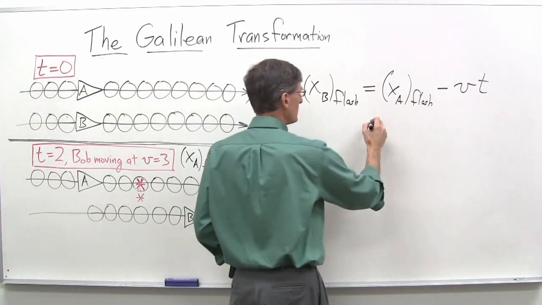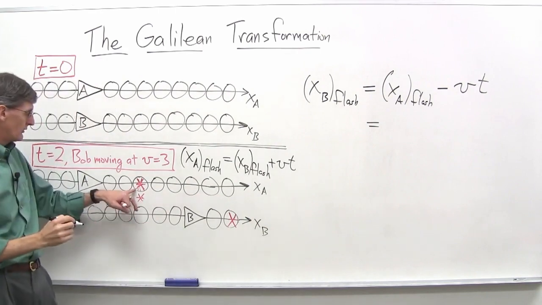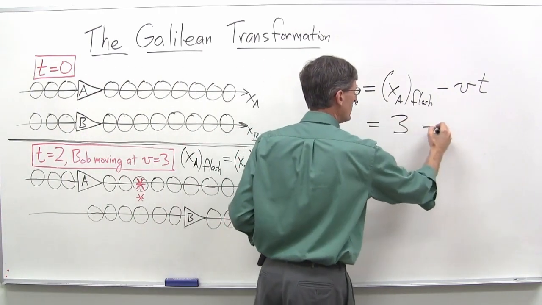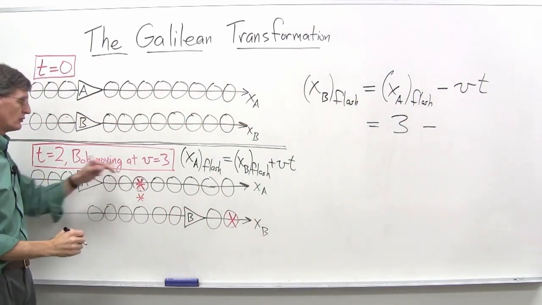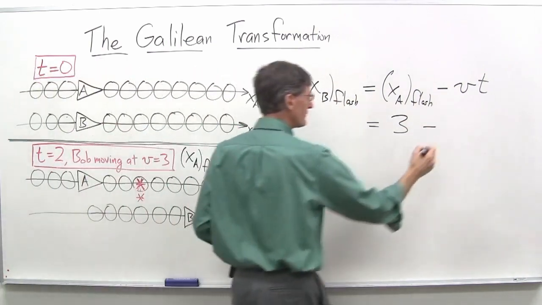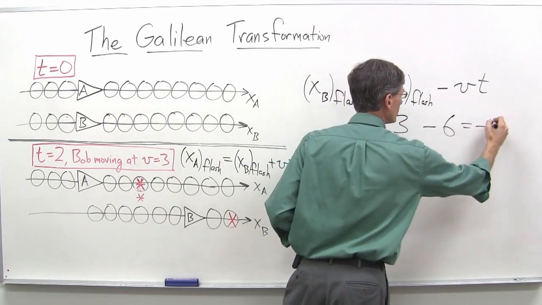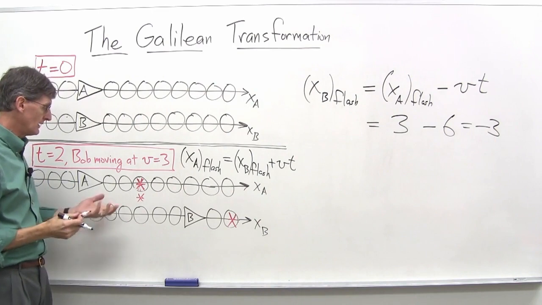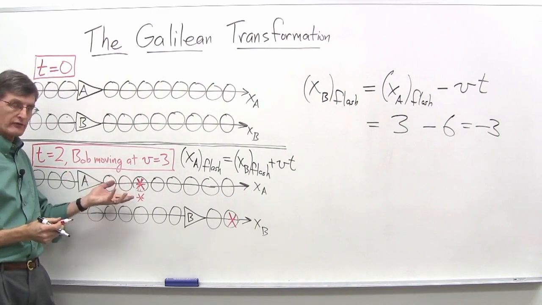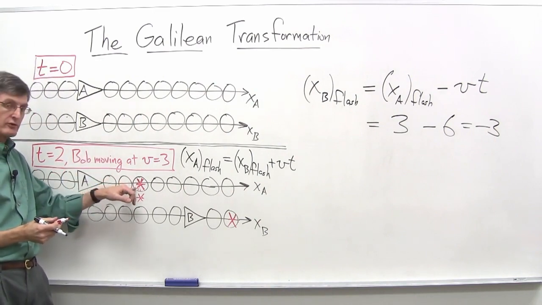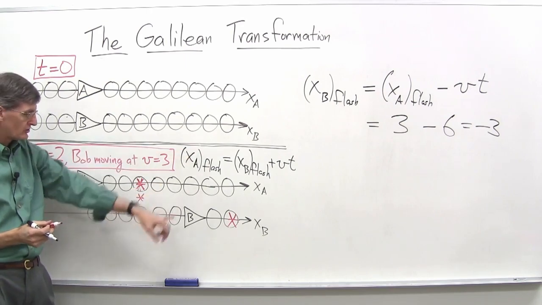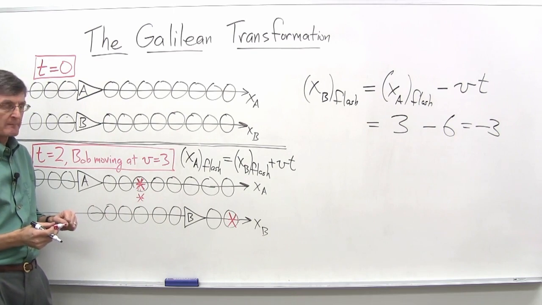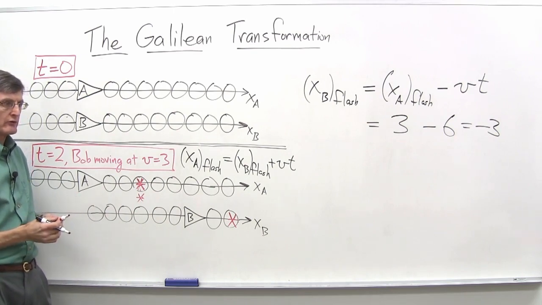And what does this work out to be? Well, according to what we said, it's in position 3 for Alice. So this would be position 3 minus 3 times 2 is 6. 3 minus 6, of course, we get -3. So it works in that specific case. That, yes, the flash that Alice saw at t equals 2 seconds at position 3 is position -3 for Bob, according to our equation there. And we can do some more examples.